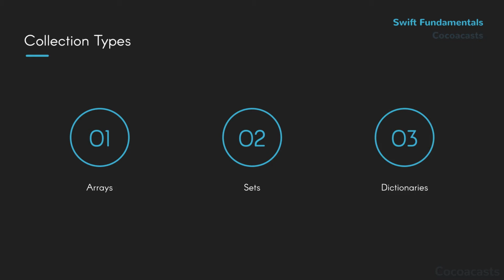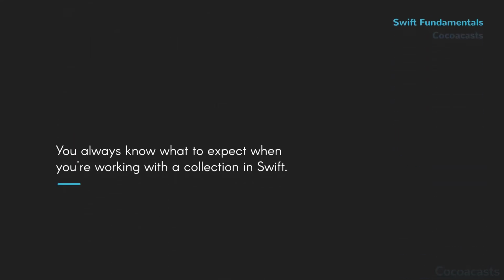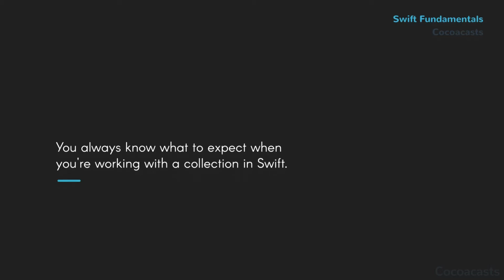While each collection type has a unique set of features, the collection types of the Swift standard library also have a few things in common. The values and keys stored by arrays, sets, and dictionaries are strictly typed. In other words, you cannot insert an integer into an array of strings. This may seem like a major limitation if you're used to working with weakly typed languages. The benefits, however, far outweigh this limitation. You always know what to expect when you're working with a collection in Swift. That's a significant benefit if your goal is creating a robust codebase.